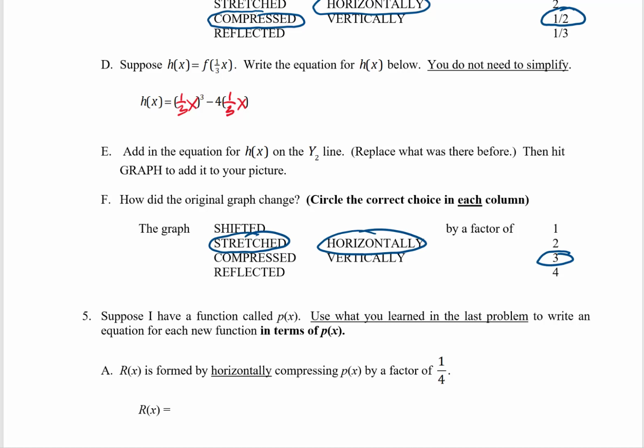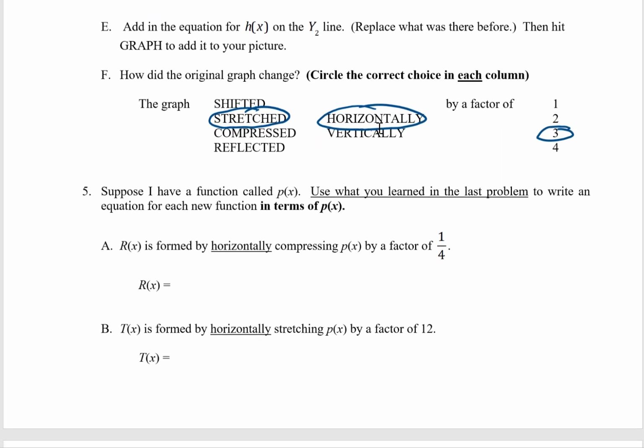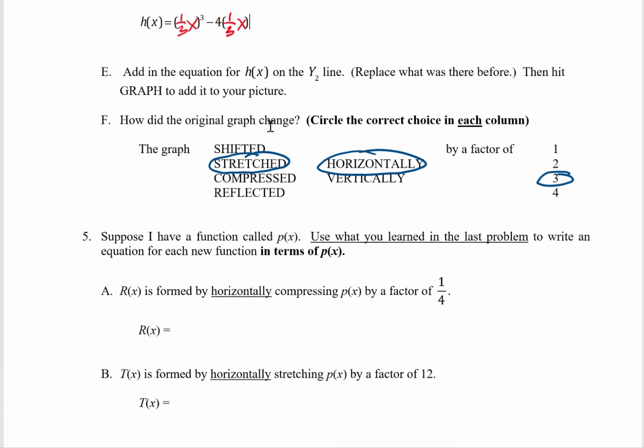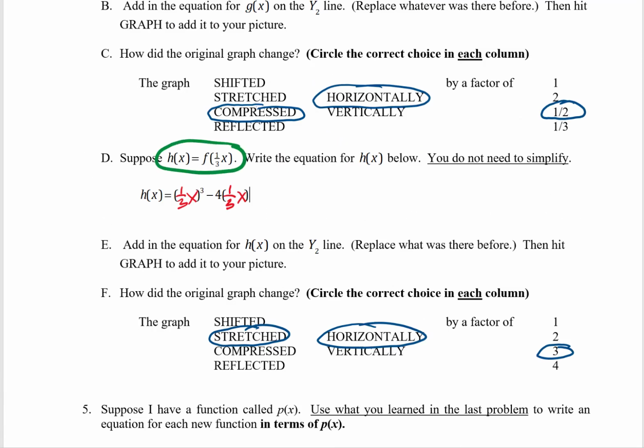Notice again kind of the reversal. The fraction might have made you think compression, but when it's an inside change, it's actually a stretch, and instead of all the x's being divided by 3, they were actually multiplied by 3. Okay, let's put this together now in number 5. We've got a function called p of x. We're going to make a change to it. We want to write an equation now in terms of p of x. So something like we had here.